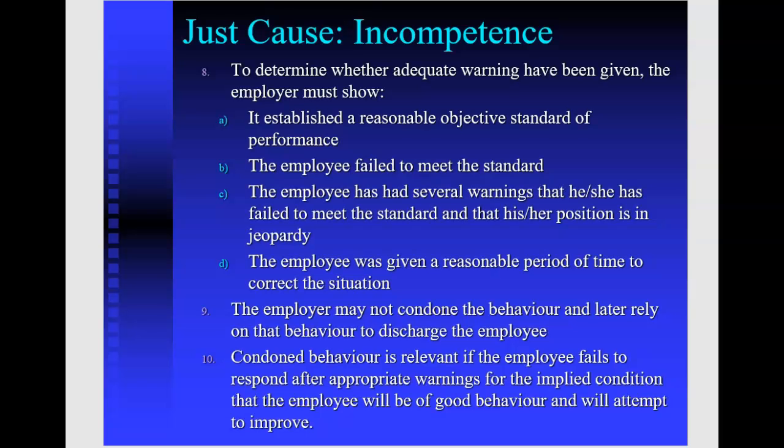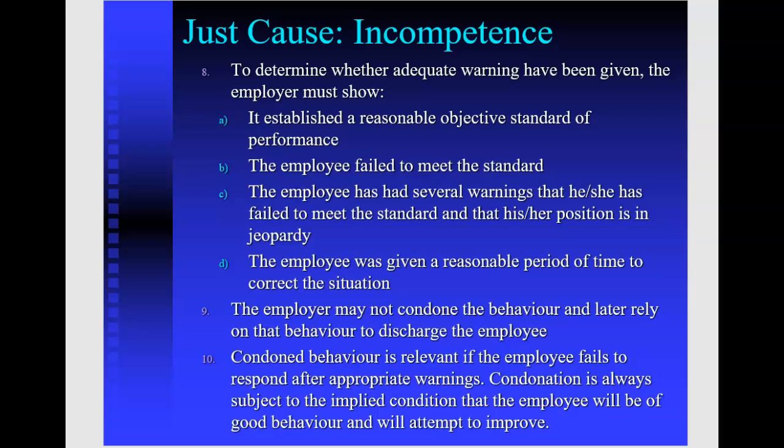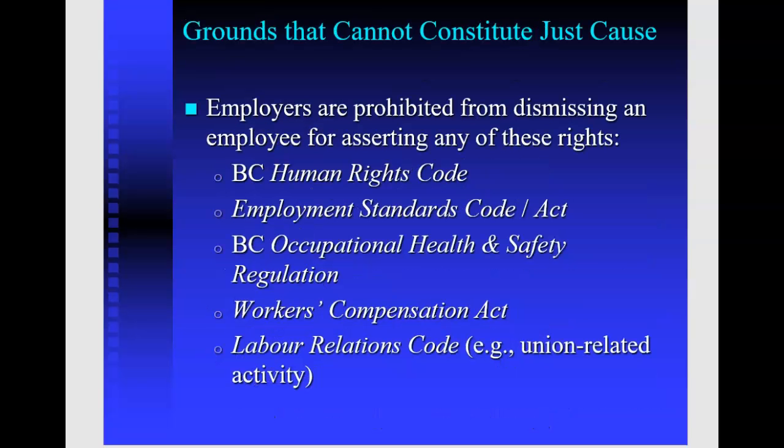The employer cannot condone the behavior and then later rely on that behavior to discharge the employee. So if there's condonation, the employer cannot rely on that misconduct or that incompetent performance anymore. And condoned behavior is relevant if the employee fails to respond after appropriate warnings. So condonation is always subject to the implied condition that the employee will be of good behavior and will attempt to improve. So employers should be monitoring whether the employees improve and behave at the level they are required after having been given a chance to improve. So those were the main grounds for just cause.